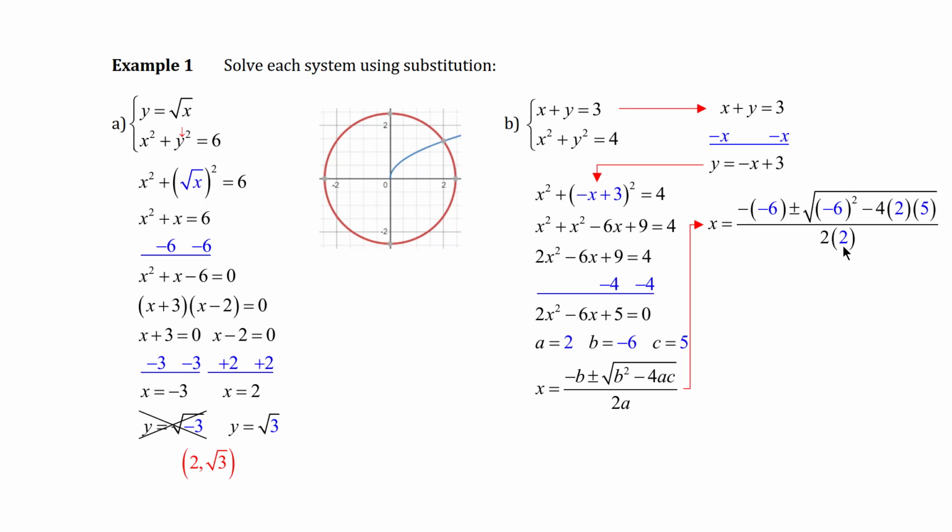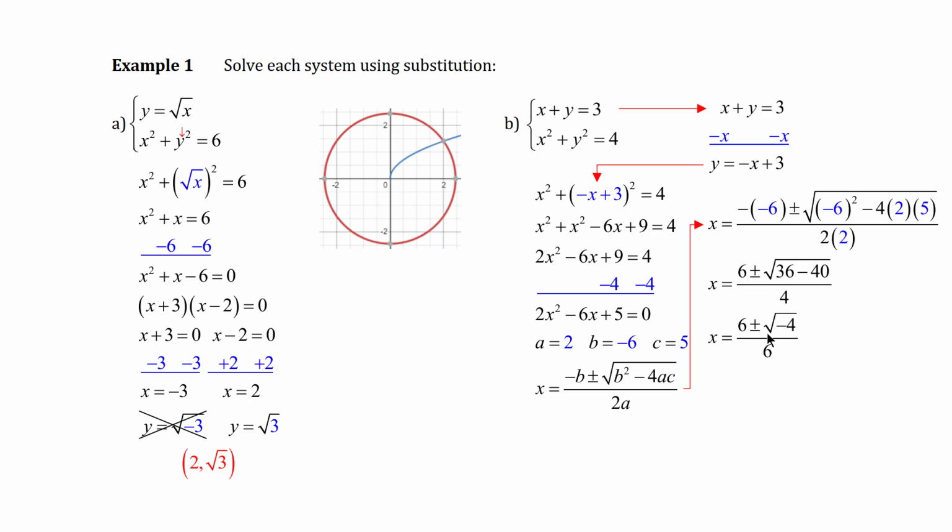Next, we simplify. Minus a negative 6 becomes positive 6. Negative 6 squared is 36. Minus 4 times 5 times 2 is negative 40. 2 times 2 is 4. The result is x equals 6 plus or minus the square root of 36 minus 40 over 4. From here we subtract 40 from 36, which is negative 4, so we get x equals 6 plus or minus the square root of negative 4 over 4.